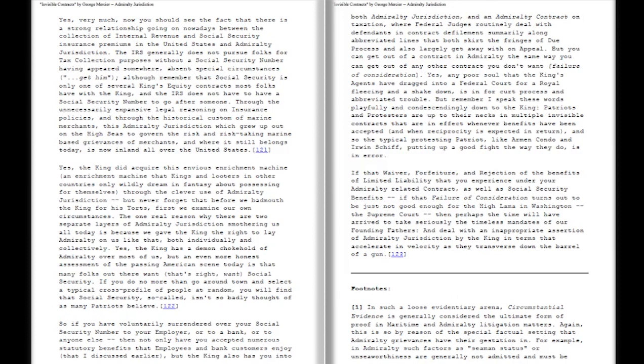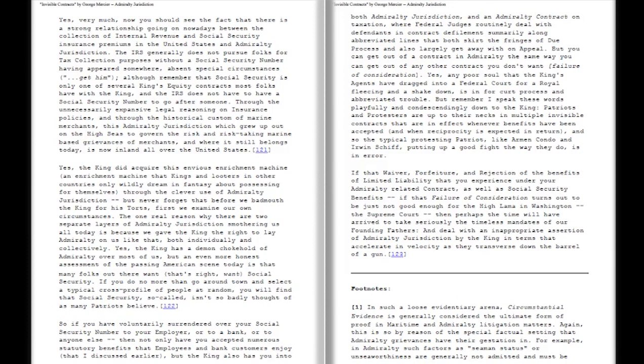Through the unnecessarily expansive legal reasoning on insurance policies, and through the historical custom of marine merchants, this admiralty jurisdiction, which grew up out on the high seas to govern the risk and risk-taking marine-based grievances of merchants, and where it still belongs today, is now inland all over the United States. 121. Yes, the King did acquire this envious enrichment machine. An enrichment machine that kings and looters in other countries only wildly dream in fantasy about possessing for themselves, through the clever use of admiralty jurisdiction.